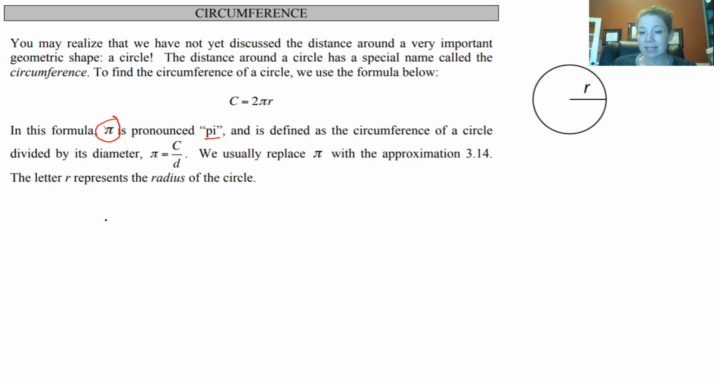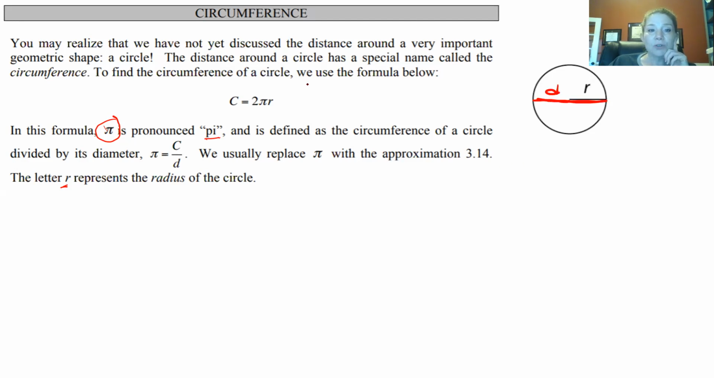But pi is a non-terminating, non-repeating decimal. It goes on and on and on forever. It never repeats and never terminates. But when we're asked to give an approximate answer, we almost always round pi to 3.14. Okay, so like I said, in this formula, the letter R represents the radius. So the radius is the length halfway across the circle. If you're given the length across the whole circle, the length across the whole circle is the diameter.